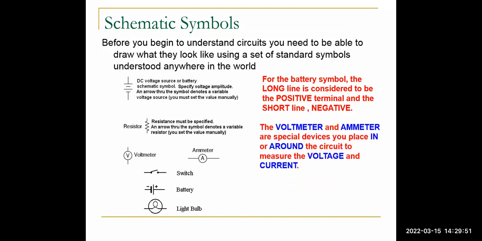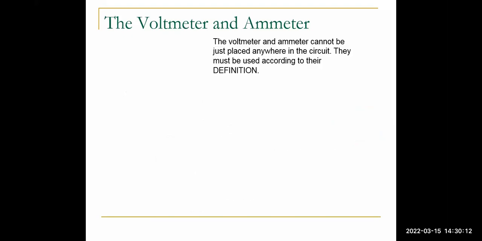Okay? The voltmeter and the ammeter are special devices placed in or around the circuit to measure the voltage and the current. Yan yung mga tester natin, multi-tester. Yun yung mga voltmeter at ammeter. The voltmeter and the ammeter cannot be just placed anywhere in the circuit. They must be used according to their definition. So yan yung symbol natin for the voltmeter and the ammeter.